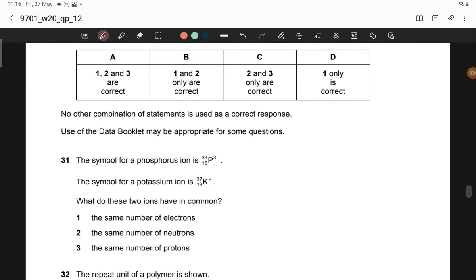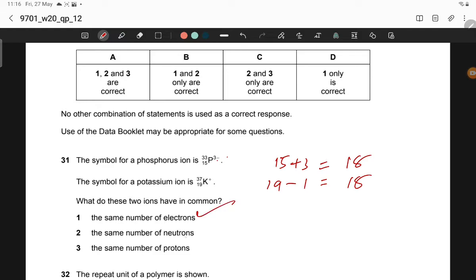Section B, question number 31. The symbol for the phosphorus ion is P33, 3 negative ion, and the symbol for the potassium ion is K37, positive ion. What do these two ions have in common? The same number of electrons. 15 plus 3 is equal to 18, or 19 minus 1 is equal to 18. Yes, they have the same number of electrons.